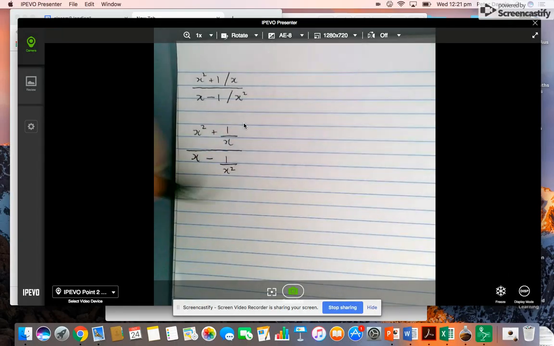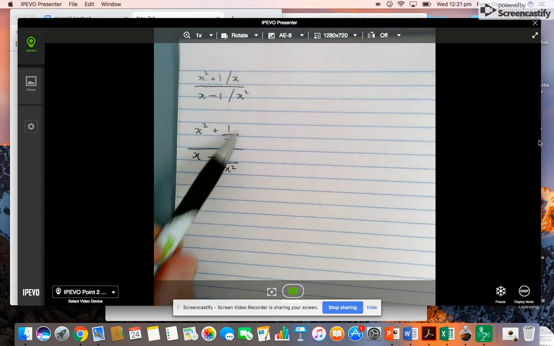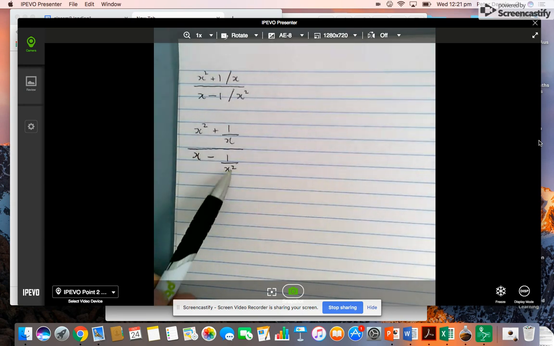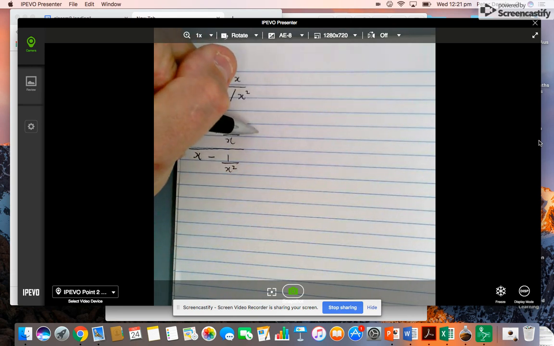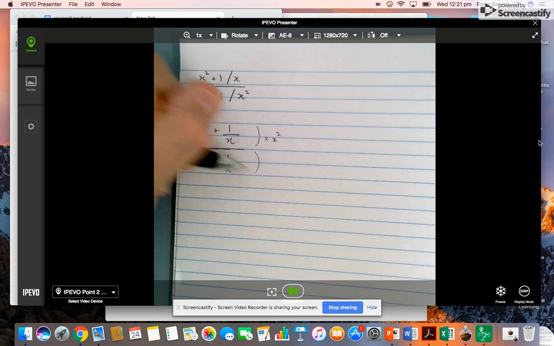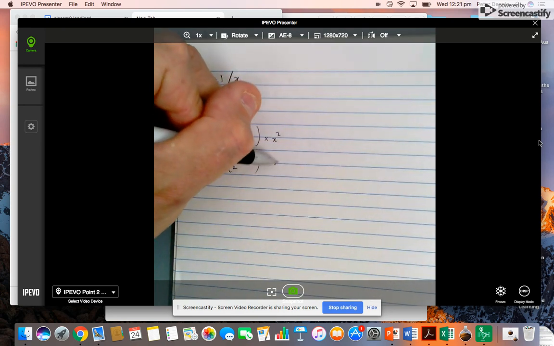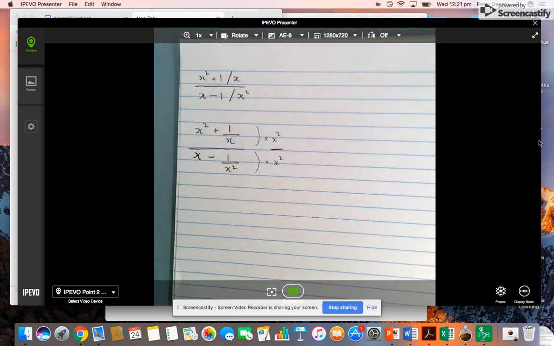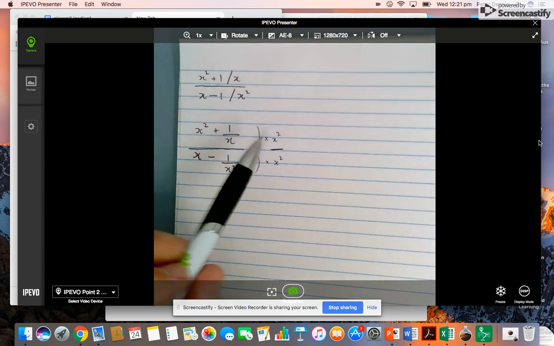Now that looks very complicated, but it mainly looks complicated because we have fractions within fractions. And this is an x squared, this is an x. So what I'm going to do, I'm going to multiply the top by x squared, and I'm going to multiply the whole of the bottom by x squared. So I'm multiplying the top and bottom by the same thing. So what do we get here?